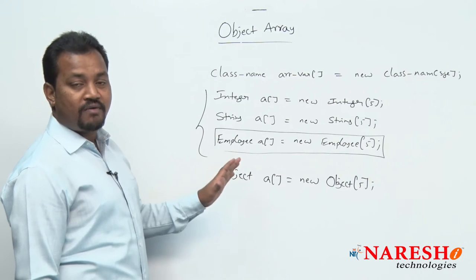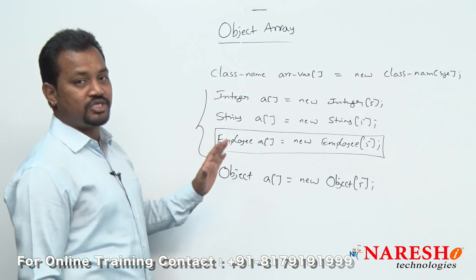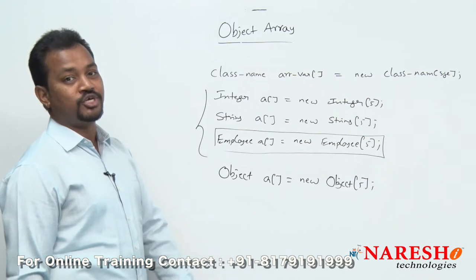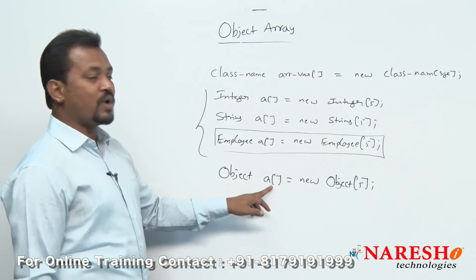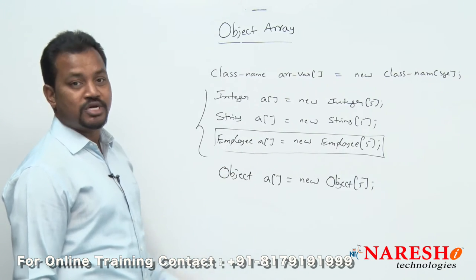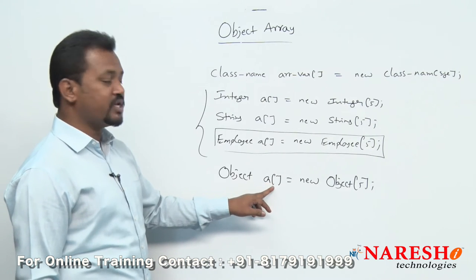nothing but java.lang.Object class, the array can collect dissimilar objects. It is ready to accept integer, ready to accept string, ready to accept even user defined class objects. So this is the collection of dissimilar or heterogeneous objects.